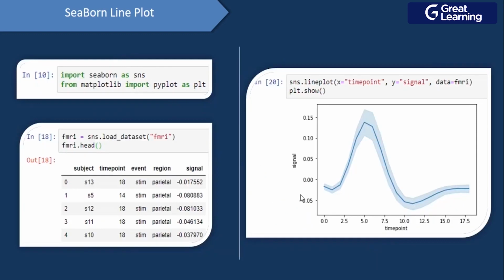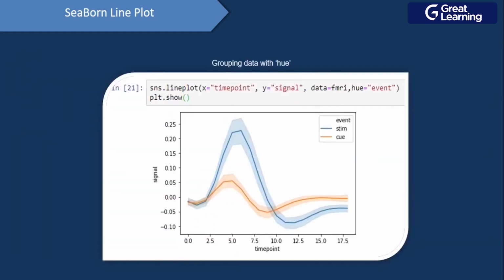So here we had only one line, and the color of this one line was arbitrarily blue. But if I want the color of the lines to be determined by a column, I can map a column onto the hue aesthetic. So we have the event column, and we are mapping the event column onto the hue aesthetic. Now the color of the lines depends on this event column. Since we have two events over here, the stem event and the queue event, this blue line represents the stem event and this orange line represents the queue event.